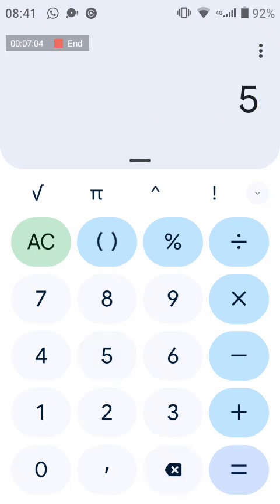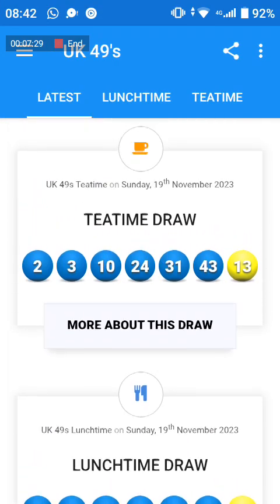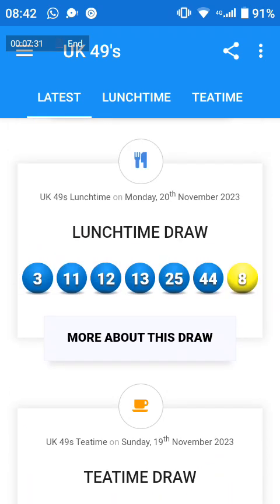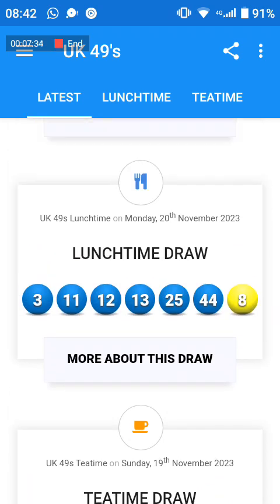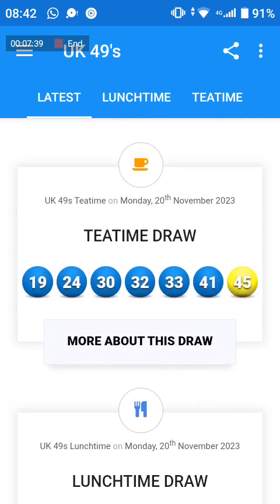Now, 5 plus 6 equals 11. 5 multiplied by 6 equals 30. Now 11, I believe it played yesterday on lunchtime, and then 30 played yesterday on tea time. Let us confirm if we had 11 on lunchtime and then we had 30 on tea time. Here is 11 and then here is 30 on tea time.